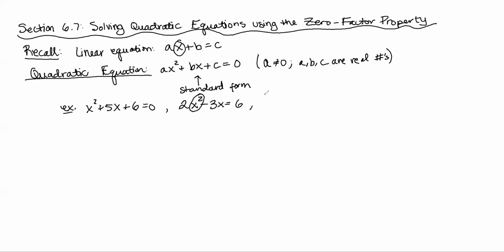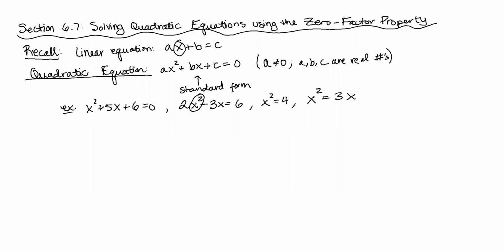And it could be missing the x term or the constant. So we might have something like x squared equals 4. We still have an x squared, we just don't have an x. Or let me change that one. Let's say we had x squared equals 3x. This is also quadratic because we have an x squared. We just don't have the constant, which is perfectly fine, still quadratic.